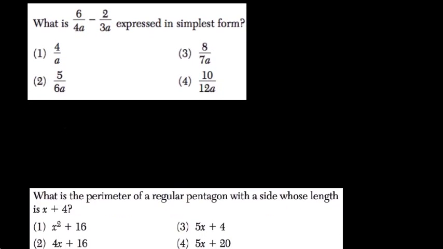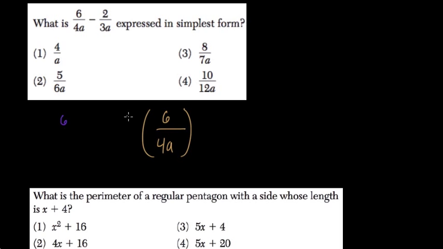Now it looks like a fraction, so let's use our reasoning when we're subtracting a fraction. The thing you want to do is find the least common multiple. 4a and 3a both go into 12a, right? So instead of 6 over 4a, I want 12a.